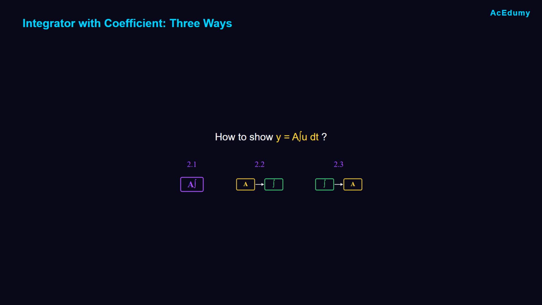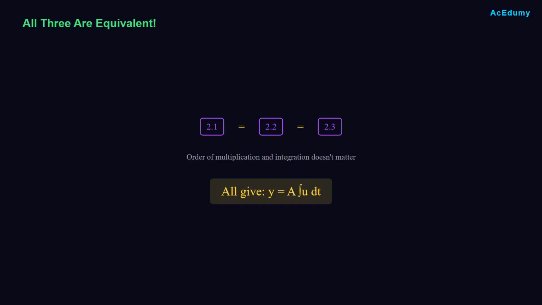Now, what if we need to multiply by a coefficient and integrate? We can show this in 3 equivalent ways. Let's call them 2.1, 2.2, and 2.3. 2.1. A single block containing both a and the integral symbol. 2.2. First multiply by a, then integrate. 2.3. First integrate, then multiply by a. Here's the key insight. All 3 give exactly the same result. The order of multiplication and integration doesn't matter for these linear operations, so 2.1 equals 2.2 equals 2.3.